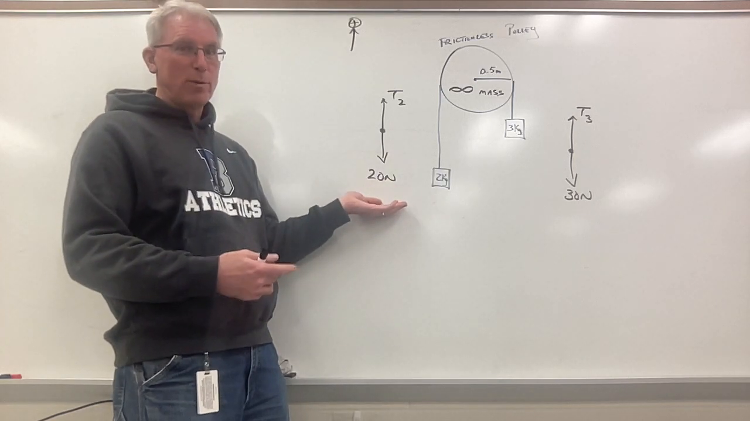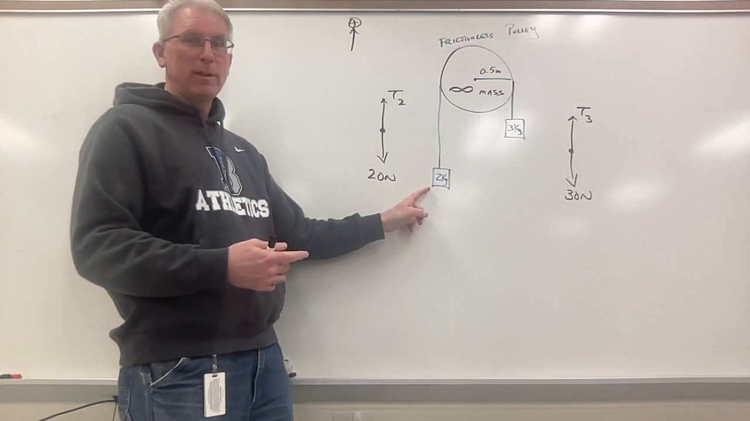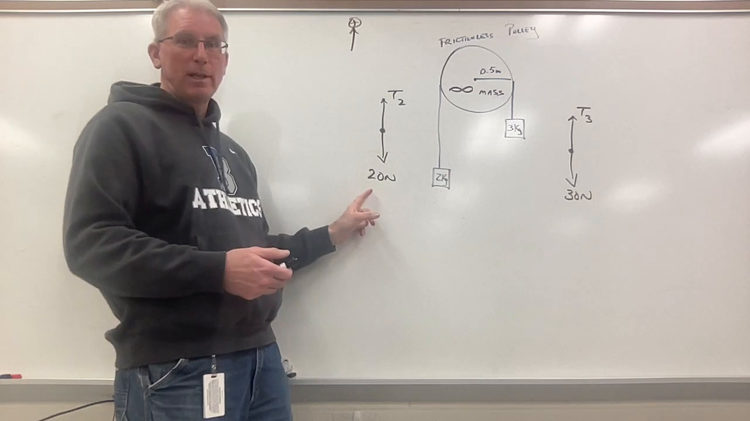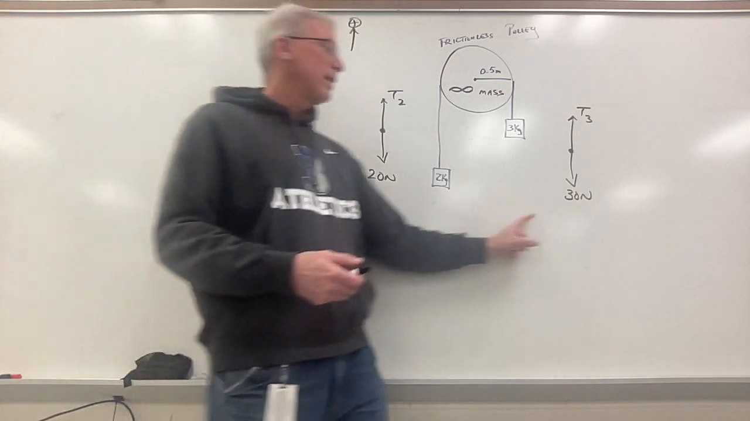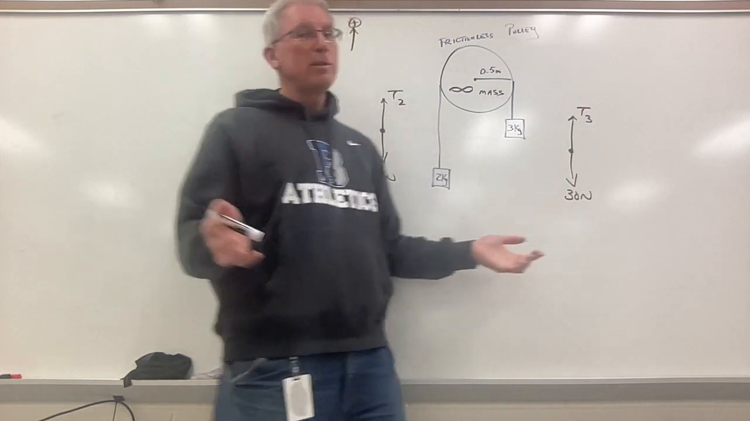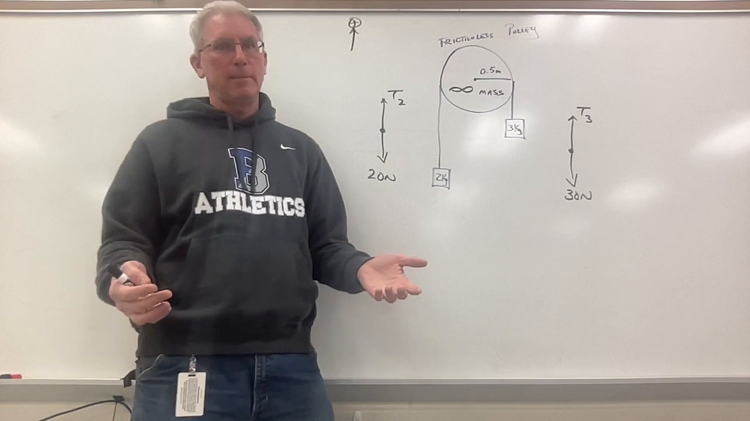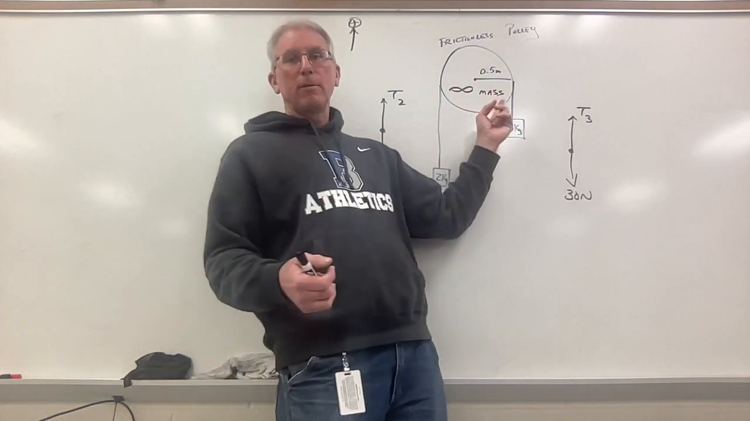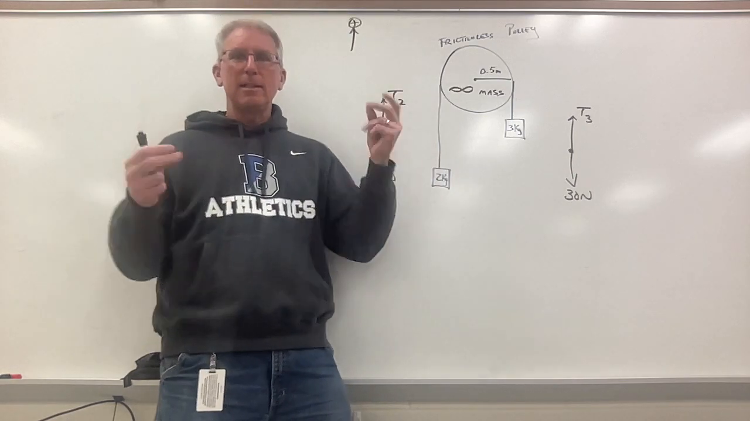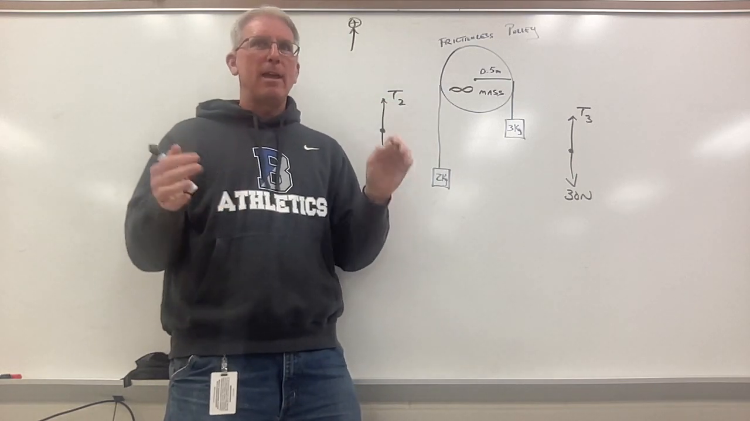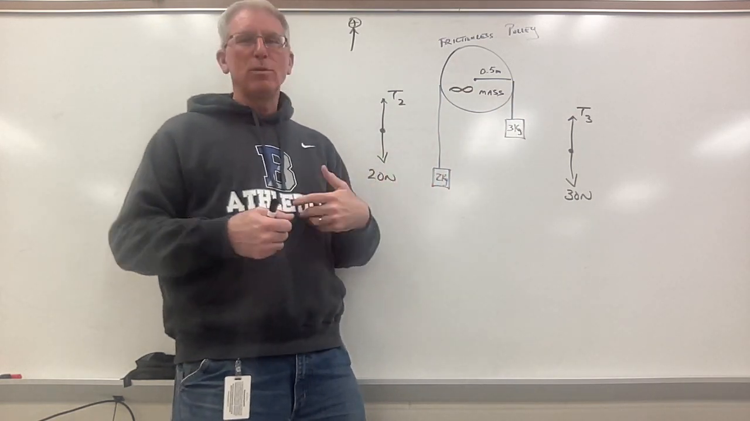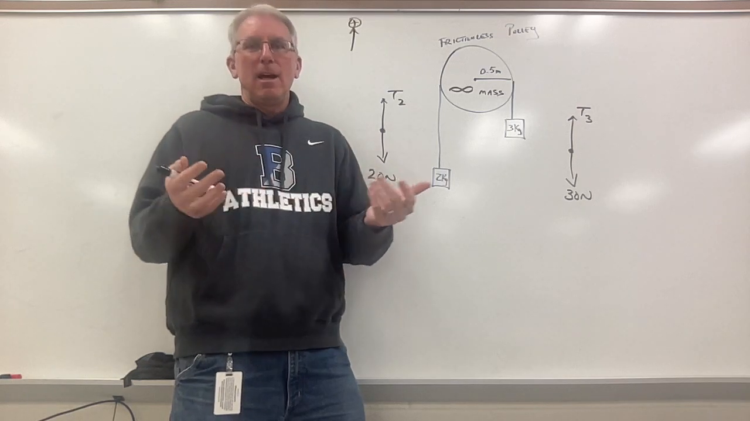If I have 20 newtons going down and this mass is not moving, I have to have 20 newtons going up. So T2 is equal to 20. The problem is over here, T3 has to be equal to 30, and our two tensions are no longer the same. It was true when our pulley was massless, because you had instantaneous movement, and so whatever you had on the left, you basically had on the right. But now we're going to insert a delay, essentially.